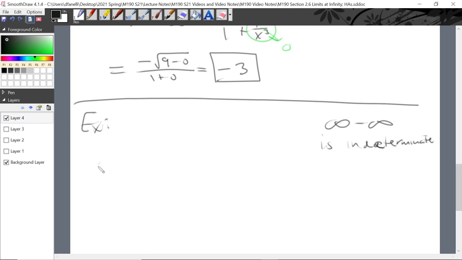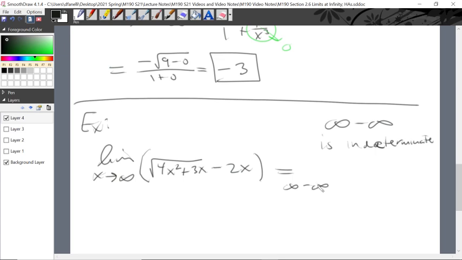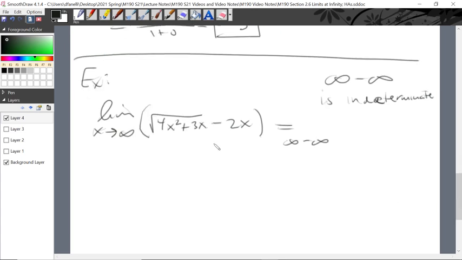Here's an example where we would get infinity minus infinity. The limit as x goes to infinity of the square root of 4x squared plus 3x, and then outside the square root we have minus 2x. If we were to run the limit right now, we would find infinity minus infinity, but that's indeterminate. So is this equal to 0? Is it equal to something else? How do we find out?